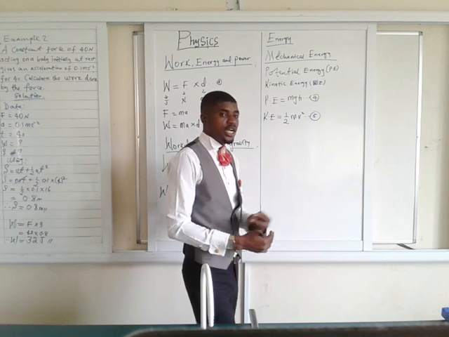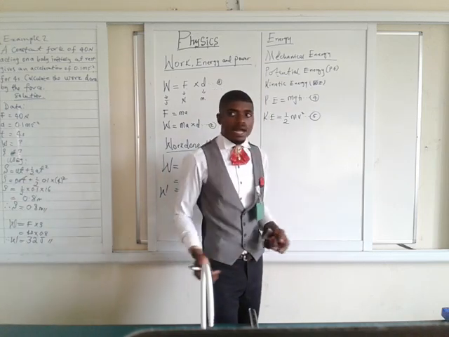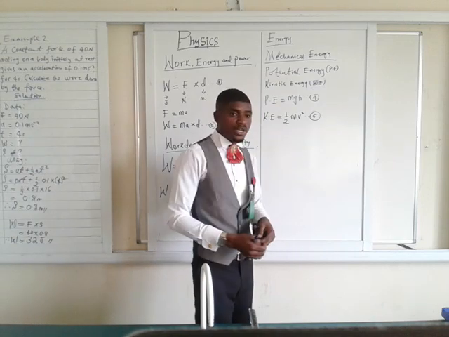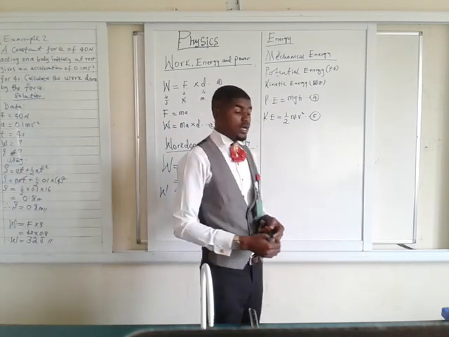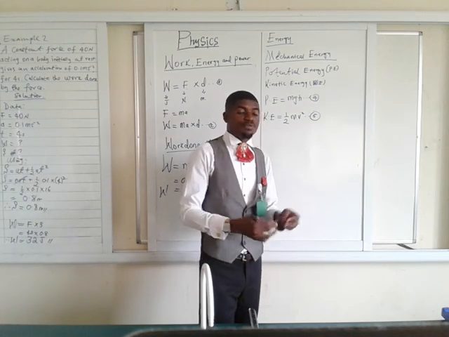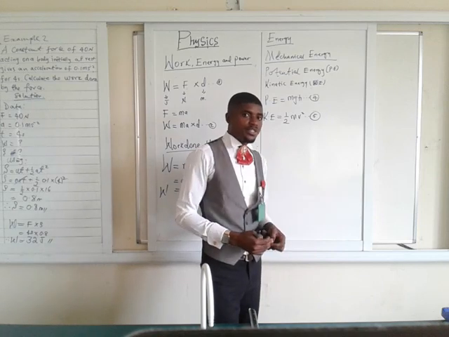Examples of potential energy include a mango fruit on a tree. A moving car is an example of kinetic energy, and also the movement of gas molecules confined in a vessel are also good examples of kinetic energy.